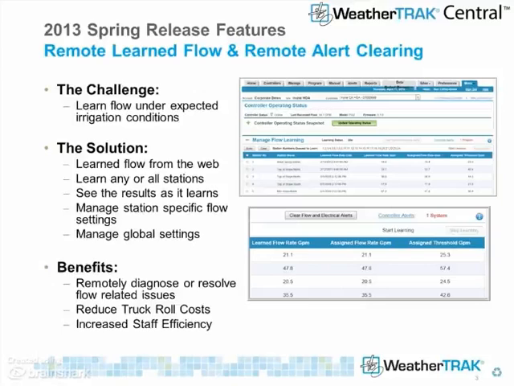The difference between daytime water pressure and nighttime water pressure can sometimes change the flow of a station. So, with the ability to start this test from the web, we can run the test closer to a late night start time and capture the flow information under the expected irrigation conditions. Once the learned flow test is complete, you can use the results to manage your global settings and make changes to any single station results. This will help to diagnose and resolve any flow issues and make your irrigation management teams that much more efficient.